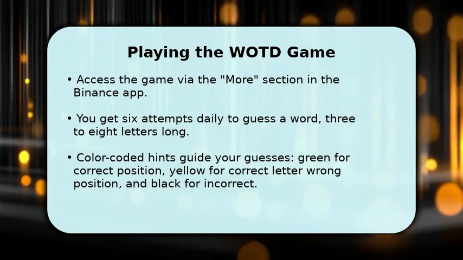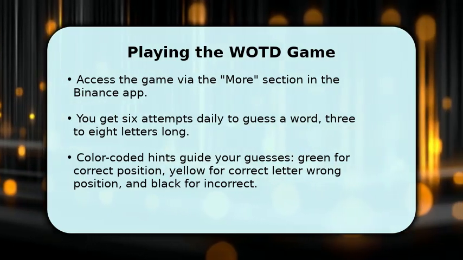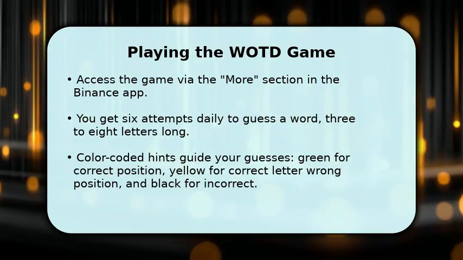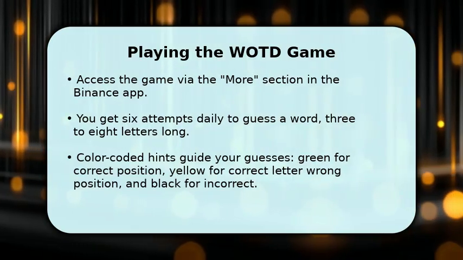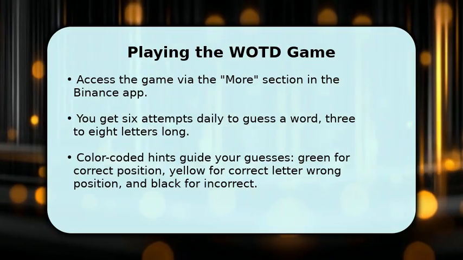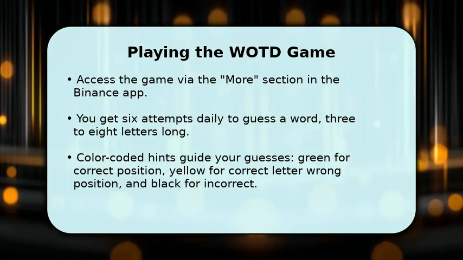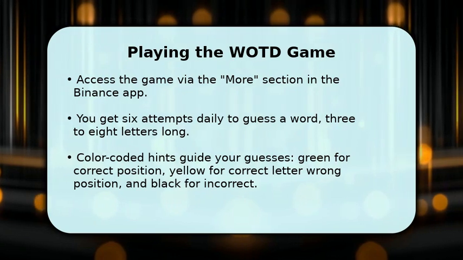After each guess, the letter tiles provide color-coded feedback. Green means the letter is correct, and in the right spot. Yellow indicates the letter is in the word but in the wrong position, and black means the letter is not part of the word at all. You can even unlock a second game daily by sharing a Binance news article on social media.